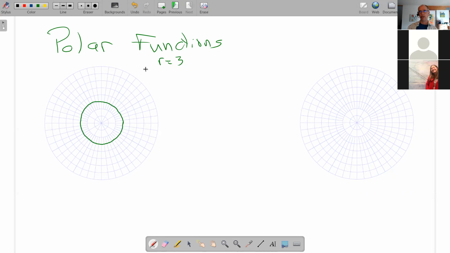And again, kind of like with x and y, if I say x equals 3, that means y can be anything and I get a vertical line. So if I say r equals 3 and I don't mention theta, that means r has to be 3, but theta can be any angle, right? That's why we get a circle.